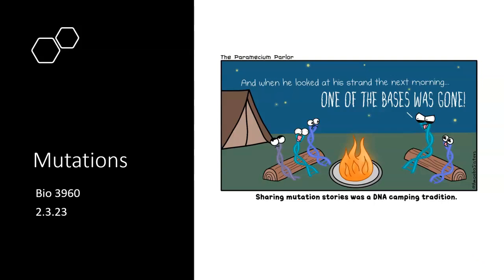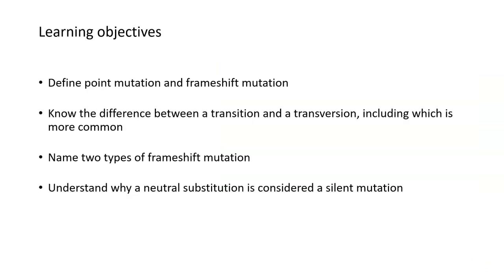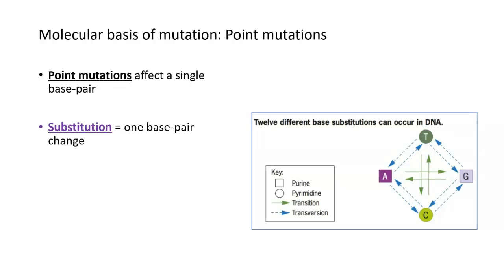So one other way that we can characterize mutations is by how they look molecularly, or at the level of nucleotides. I'm going to talk a little bit about some different types of mutations, like point mutations and frame shift mutations, and what those mean at the molecular level in terms of changes to the DNA. First, I want to talk about a point mutation.